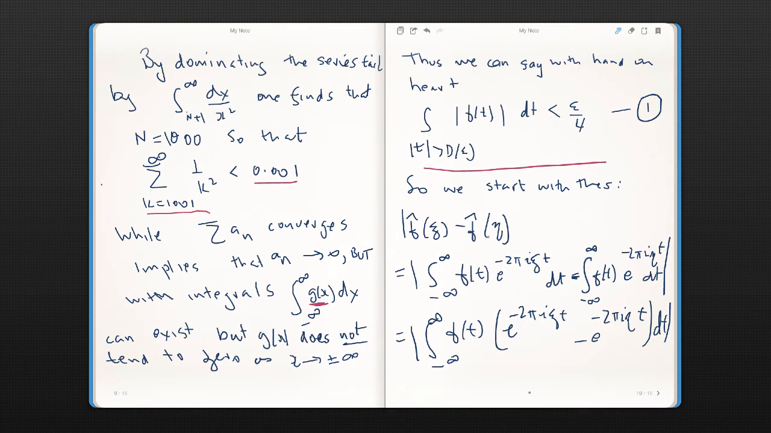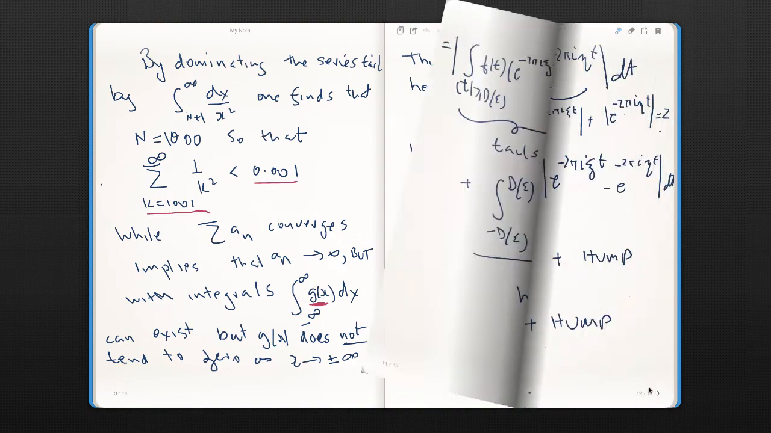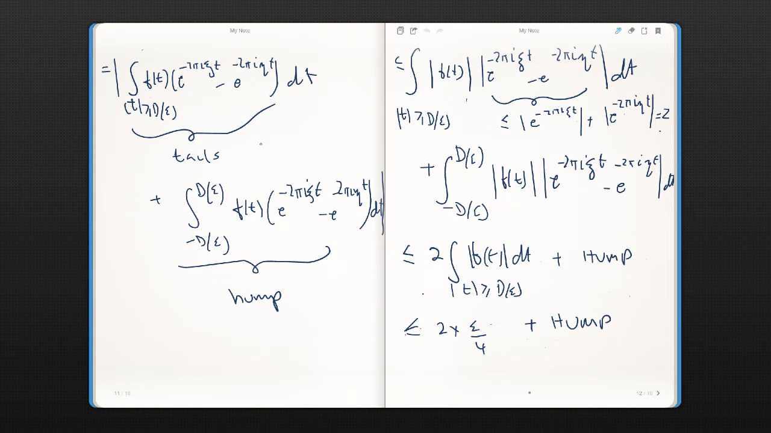We then look at this difference. So we just plug in the Fourier transforms. We just take the value of the function out, the common factor out the front. We then do the splitting up of the integral into the tails and the hump. It's just these two parts here. And then all we do is we use the triangle inequality and the normal properties of pushing absolute values through integrals.